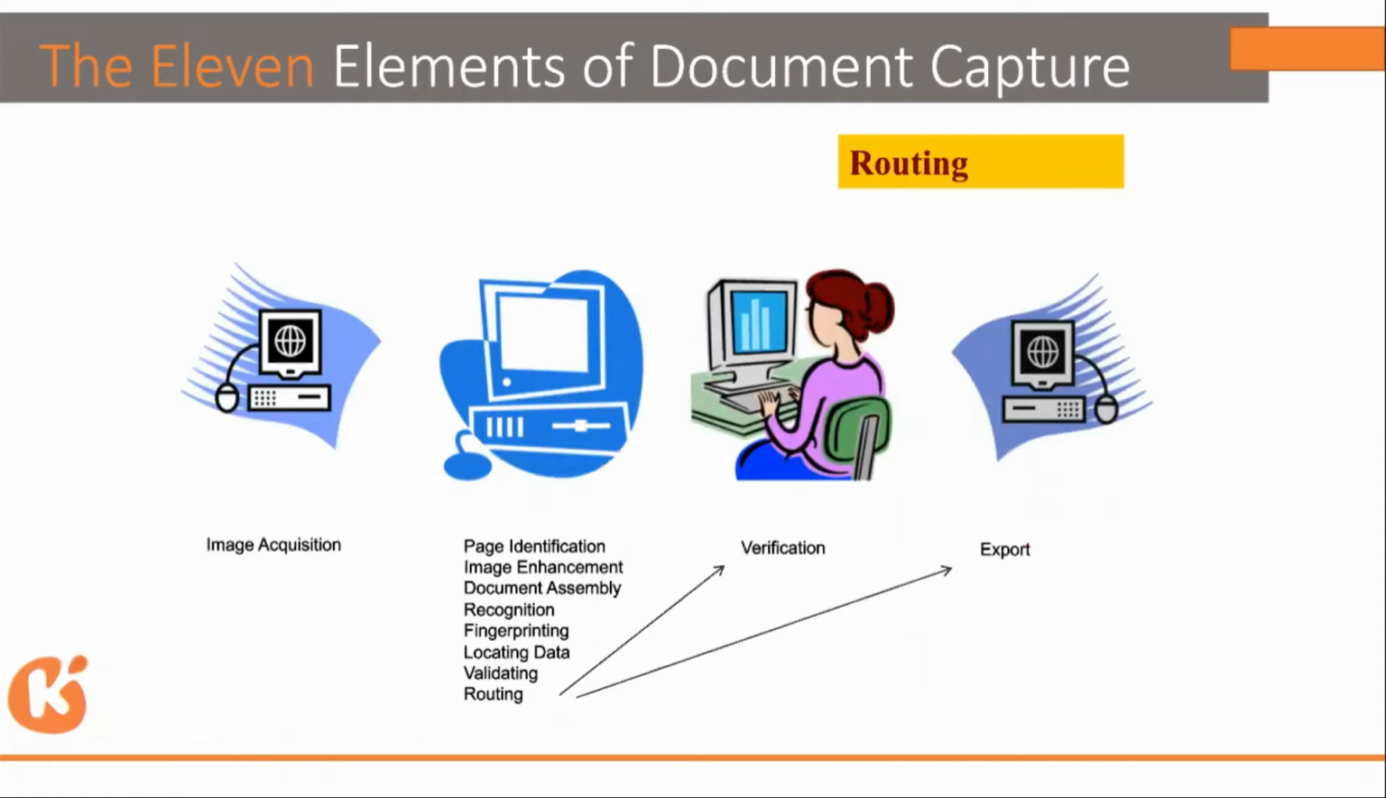Routing, what is this routing? For example, page identification, image enhancement, fingerprinting, everything I have done. In routing, it will either come to verification or it will directly go into export. This process is called routing. Understood? It is not compulsory that I need to do verification for every document. If the document has 100% accuracy, then why should I waste my time doing a verification again and then an export? It requires manual work, right? So we can reduce the manual work as much as we can. For that purpose, routing is split into two ways: the one which is not sure will go into verification, and the one which is already sure will directly go into export.